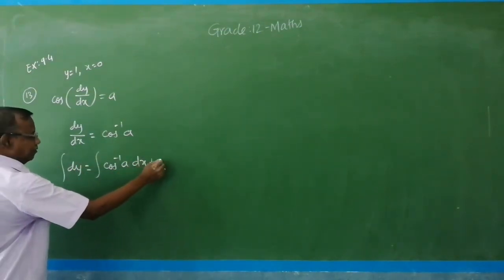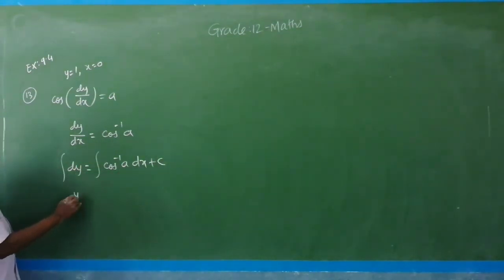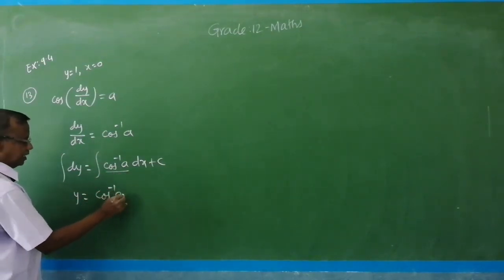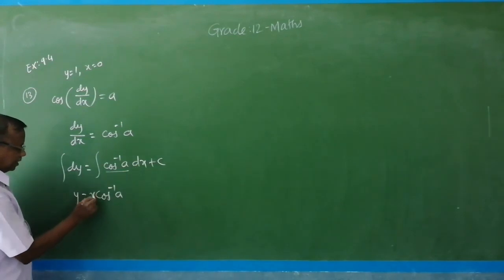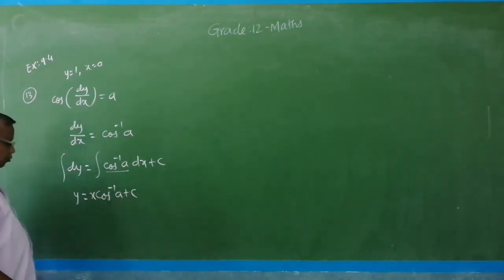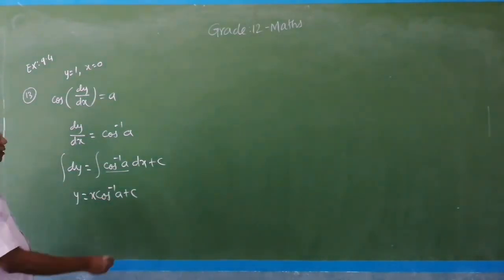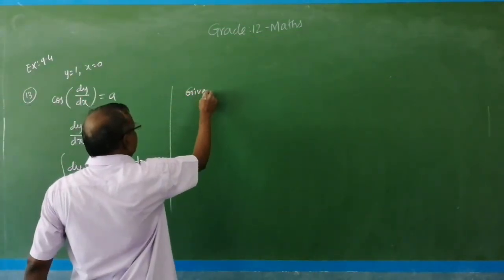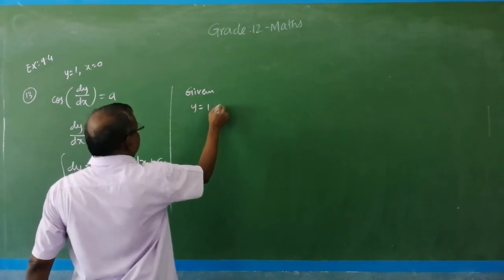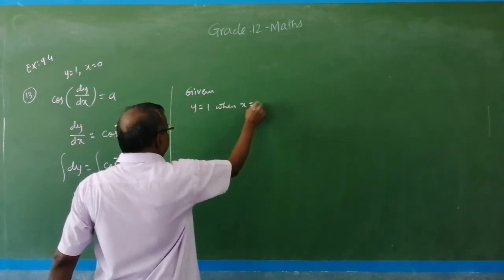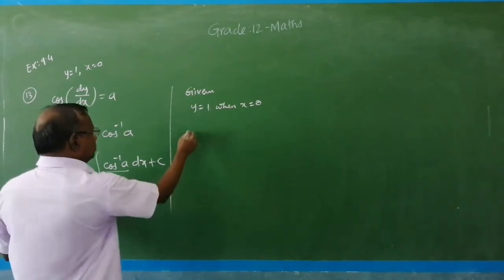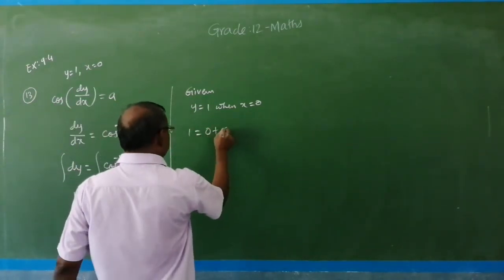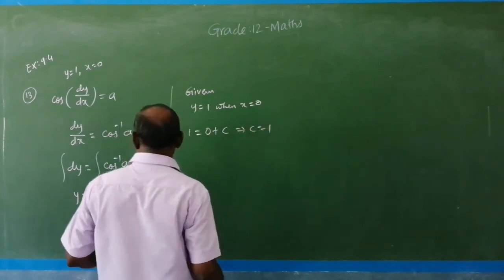Integrating on both sides, we have integral dy equal to y, and cos inverse of a is a constant, and integral dx equal to x plus c. So y equal to x into cos inverse of a plus c. Given that y equal to 1 when x equal to 0, so 1 equal to 0 plus c. So c equal to 1.